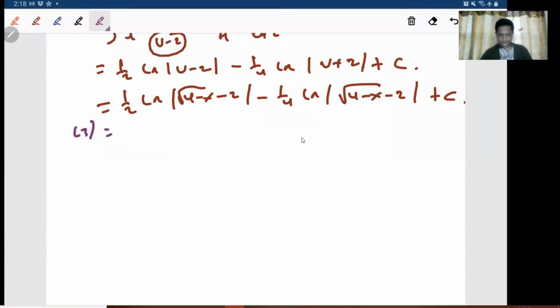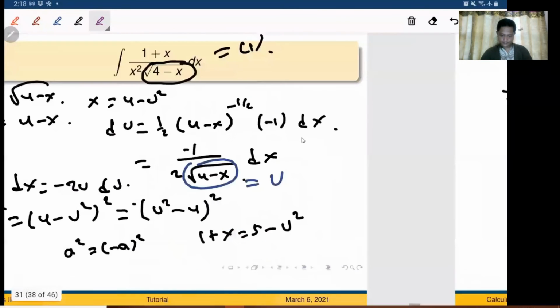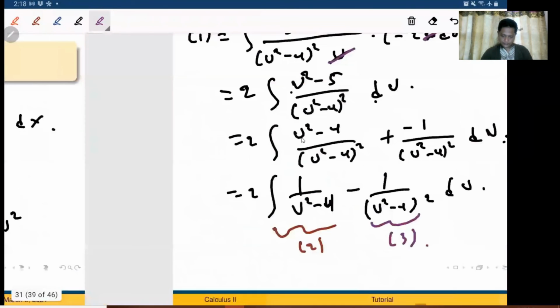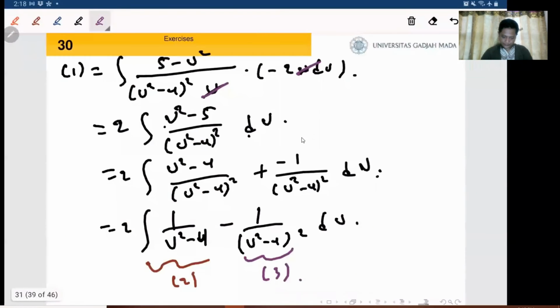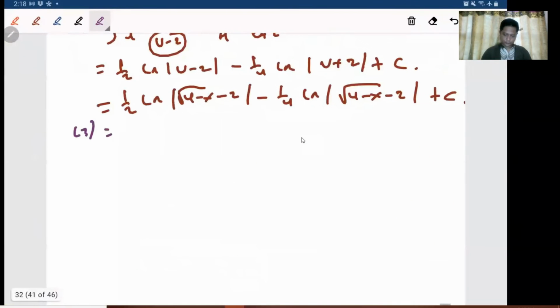What is integral 3? Number 3, where is it? Where is my number 3? This one. My number 3 is 1 over u square minus 4 square du. Okay. Hopefully I can remember it.